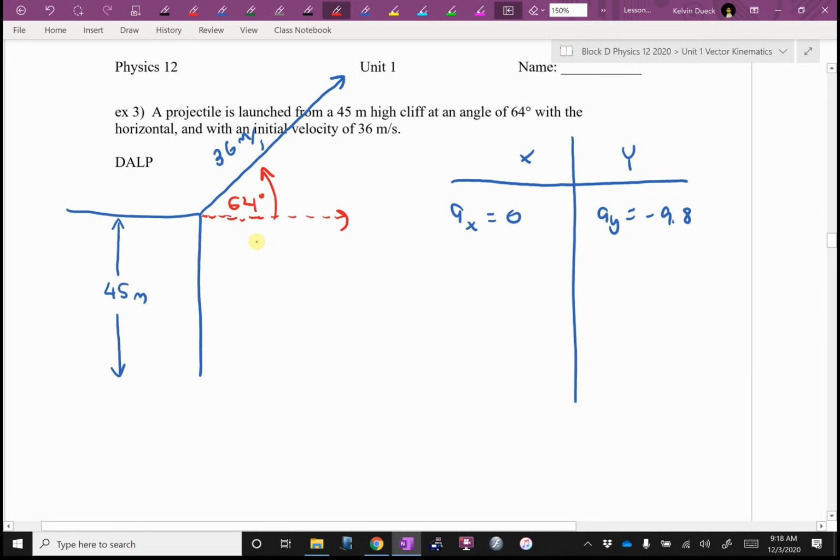So I'm going to break this up into its components. There's Vx. There's Vy initial. Why did I put an initial on the Vy, but not on the Vx? Because Ax is 0, so Vx initial is Vx final; Vx is not changing. Vy is the one that's changing. That's why I put an initial, knowing it's going to change.